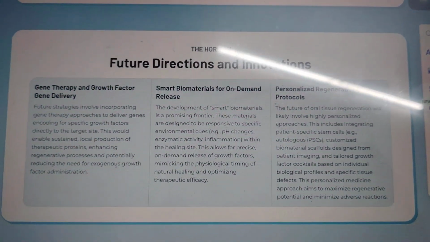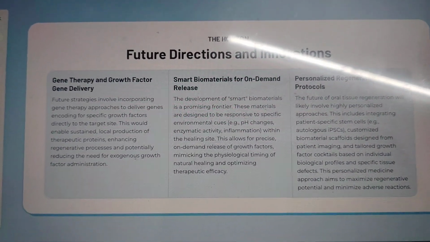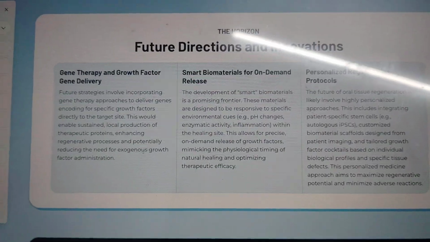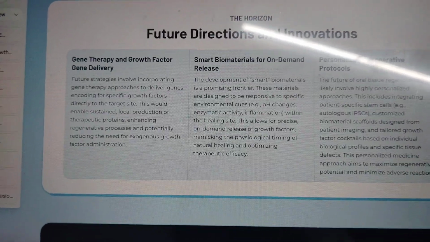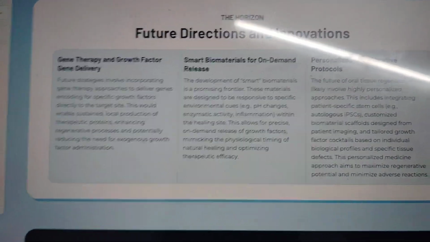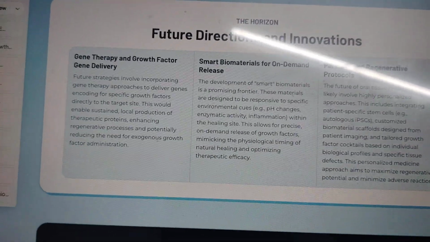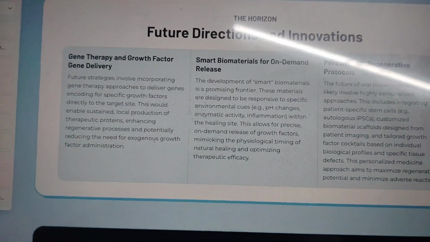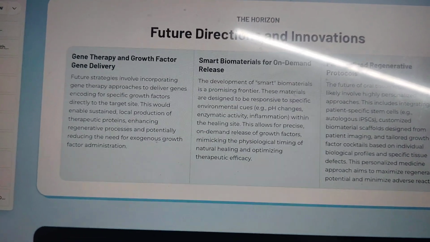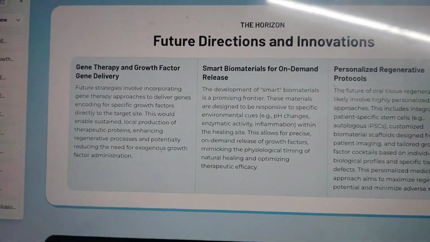Coming to the future directions: gene therapy and growth factor gene delivery. Future strategies involve incorporating gene therapy approaches to deliver genes encoding for specific growth factors directly to the target site. This would enable sustained local production of therapeutic proteins, enhancing regenerative processes and potentially reducing the need for exogenous growth factor administration.